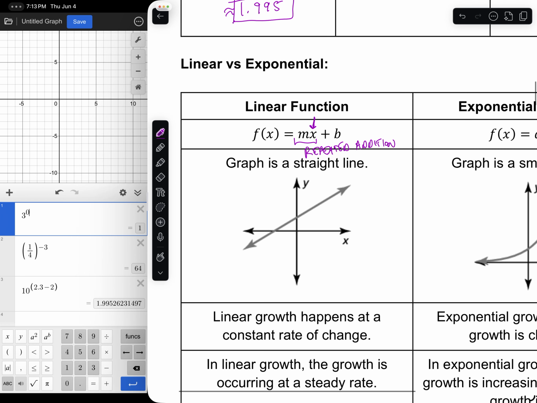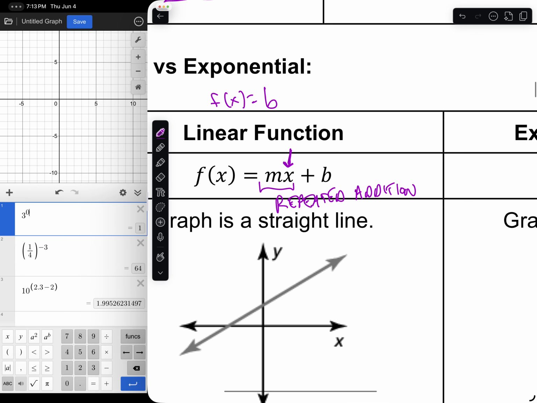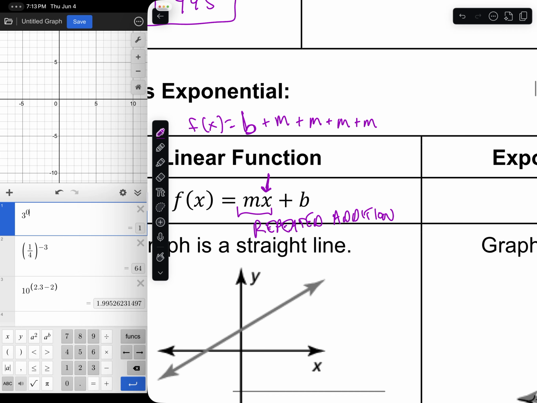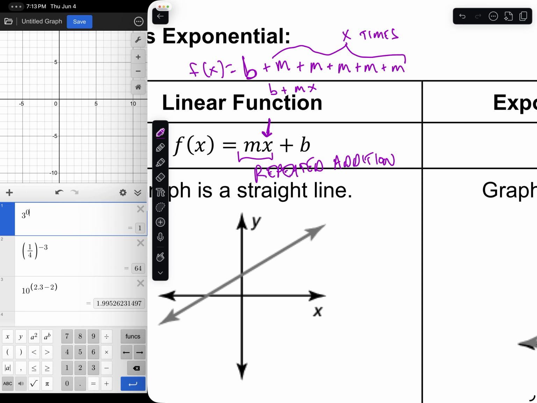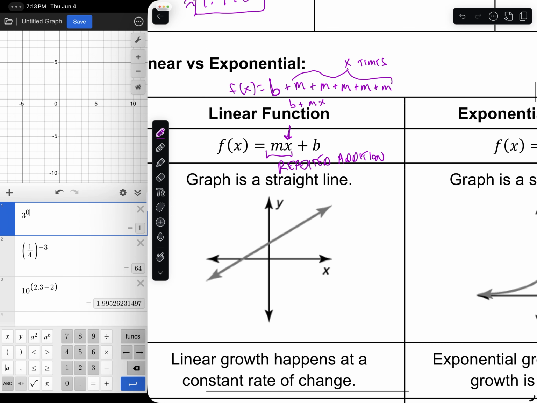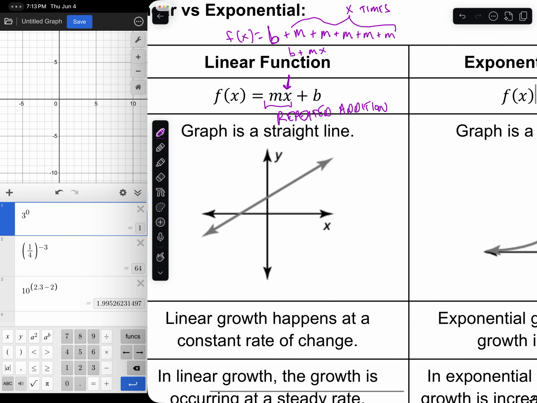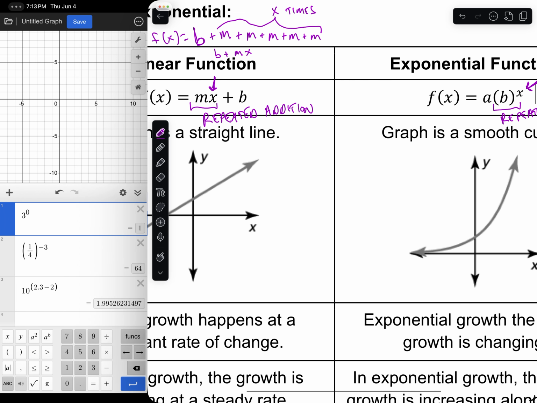So for a linear function, if I were to write that out differently, I would say f of x equals b, my starting amount. I start with b, and I'm going to add m and add m and add m, and I'm going to add m over and over, and I'm not going to specify how many times. I'm just going to say that I'm going to do it x times, and the shortcut way to write that would be b plus m times x, because multiplication is a shortcut. So it could be b plus mx or mx plus b. You could switch it around. That's okay. So that's repeated addition. That means you're always just adding the same amount. As x increases, you keep adding the same amount.